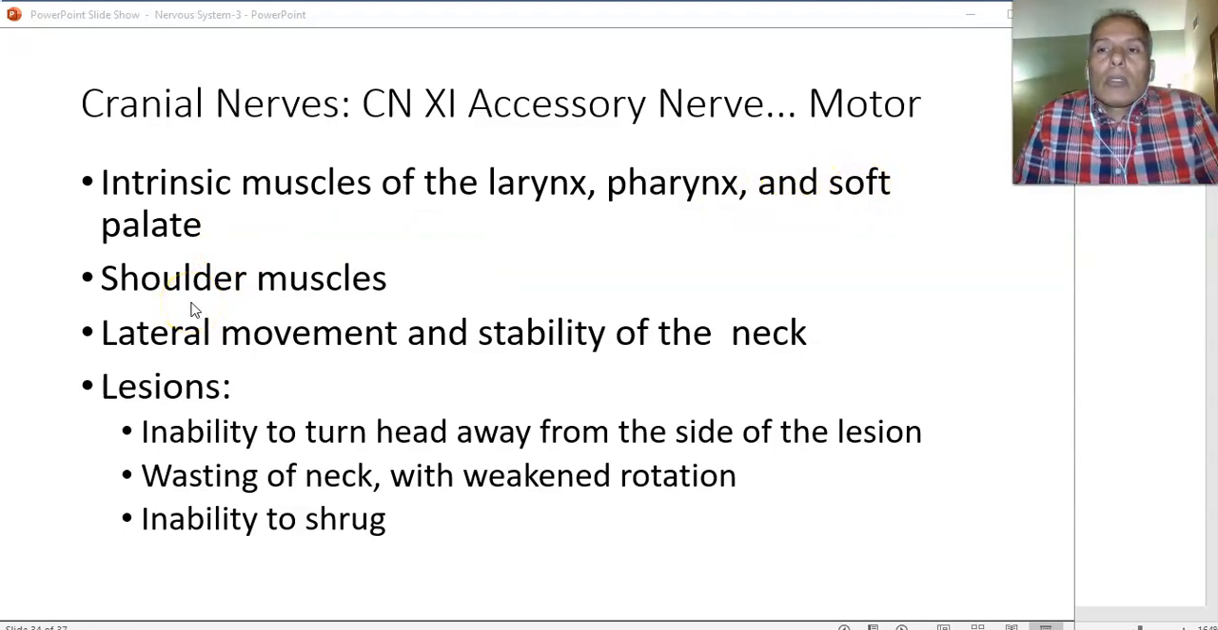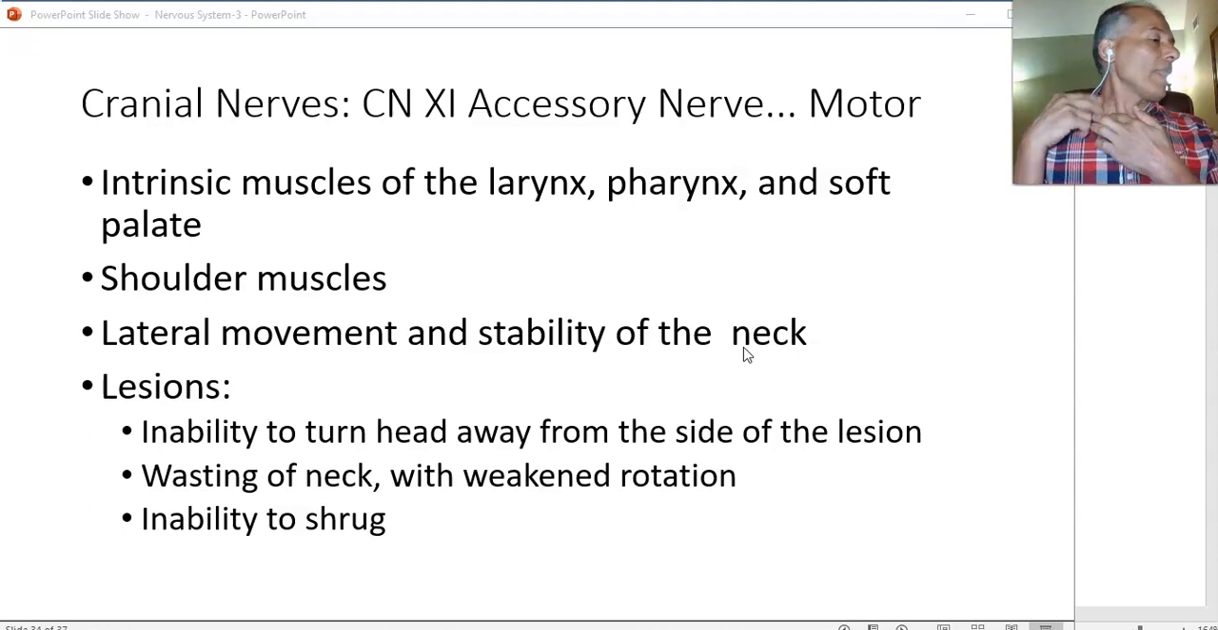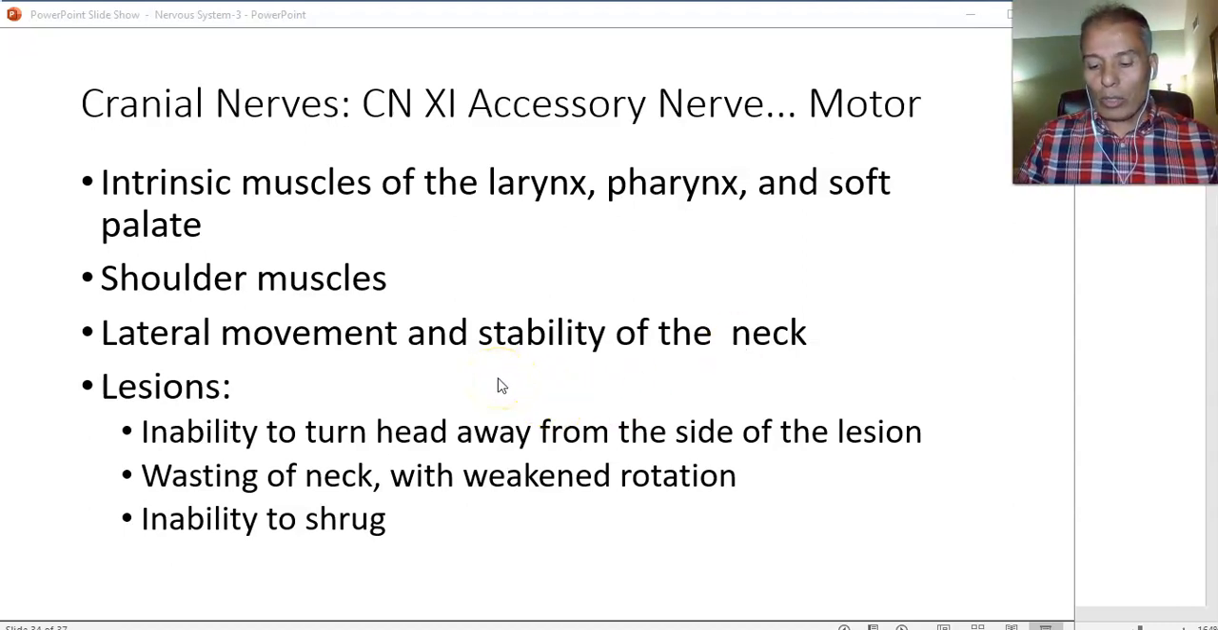Shoulder muscles, like when you shrug like this. Lateral movements and stability of the neck, because this nerve also innervates two of the biggest neck muscles. The sternocleidomastoid, and there's another one behind it here. It's called the trapezius muscle. Because of these muscles that enable us to rotate the neck, that nerve enables us to have lateral movement of the neck and stability.